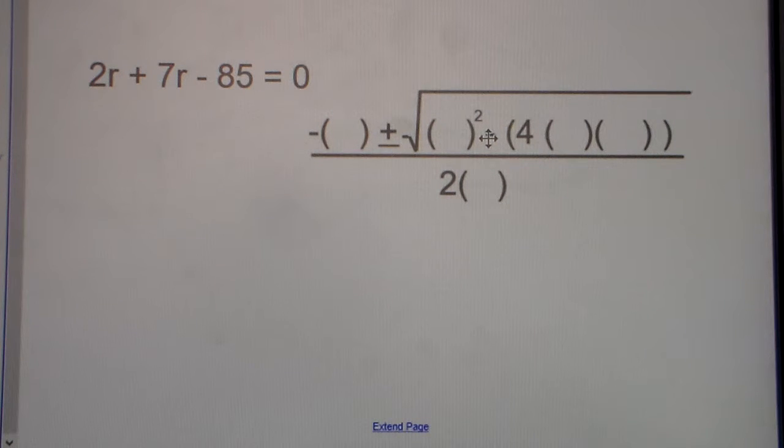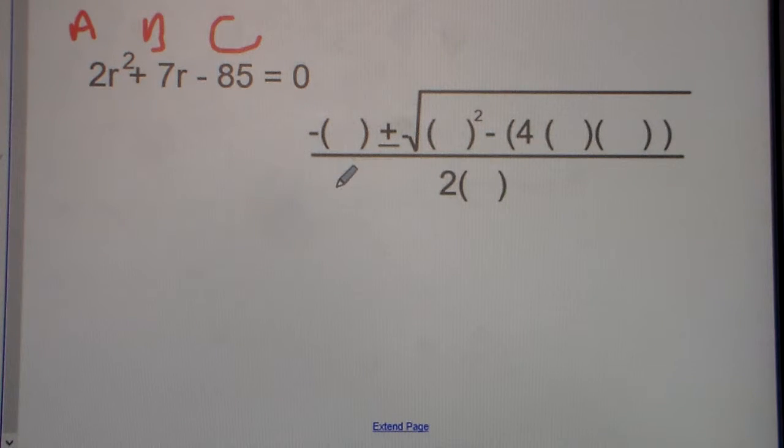Next, we've got to identify our A, our B, and our C. So this is 2r squared. Put the little 2 there. So 2r squared plus 7r minus 85. So the 2 in front, this guy is our A. The 7 is our B. And the negative 85 is the C.